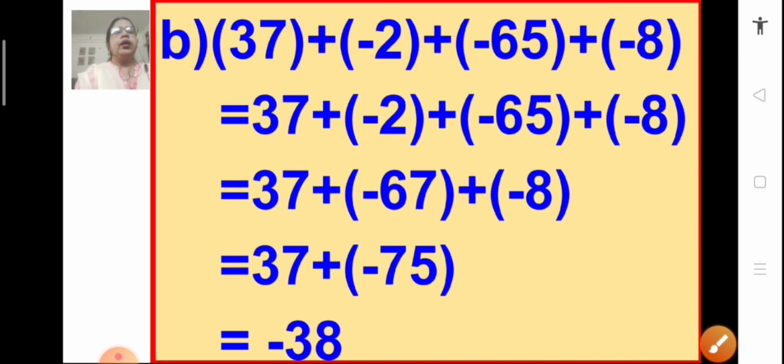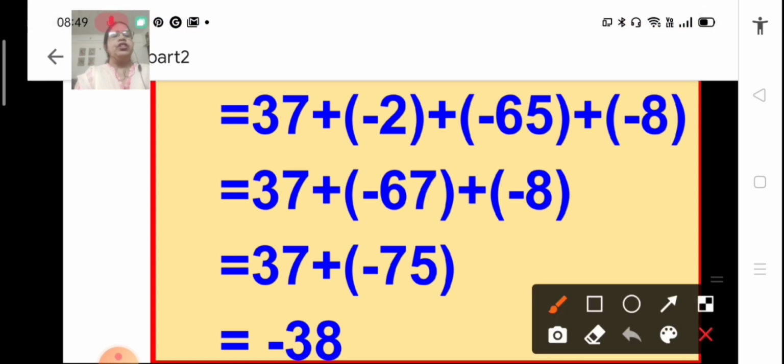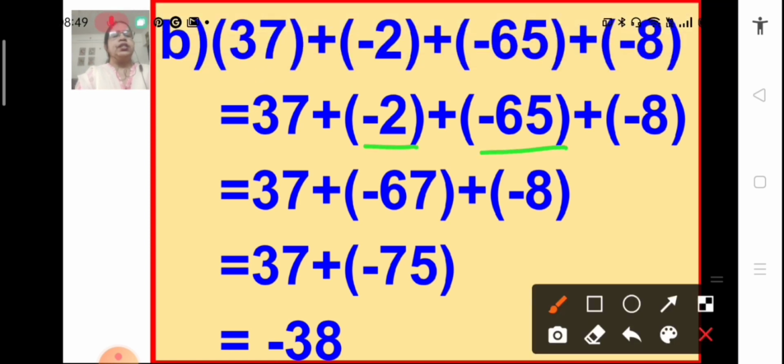B, 37 plus negative 2 plus negative 65 plus negative 8. So what do we do? We first add all the negative integers. So here first we will add negative 2 and negative 65. What do we get? We get negative 67. Now we add negative 67 and negative 8. We get negative 75. Now we have one negative and one positive integer. When we subtract them, we get 38. The sign of the bigger integer is negative, so we get negative 38.